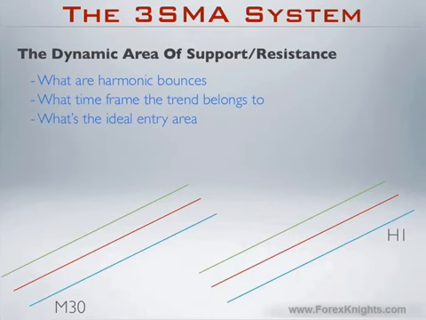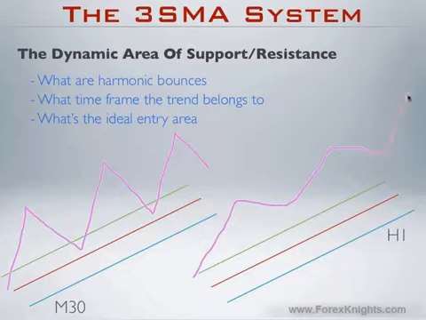Well, that's exactly what we are going to be using the dynamic area for, okay? And the way we are going to do that is by analyzing those harmonic bounces. Remember, we want the swings to start, okay, and to retrace to this area between the 30 and the 50 simple moving average. So imagine we have price on the 30 minutes swinging something like that, and on the 1 hour time frame swinging something like that.